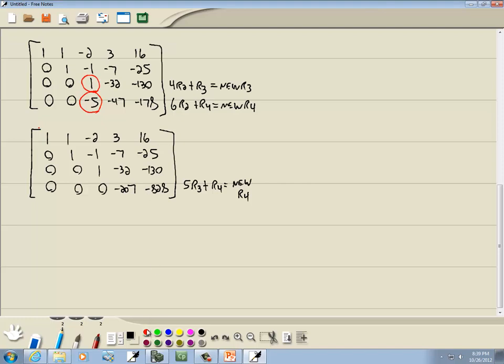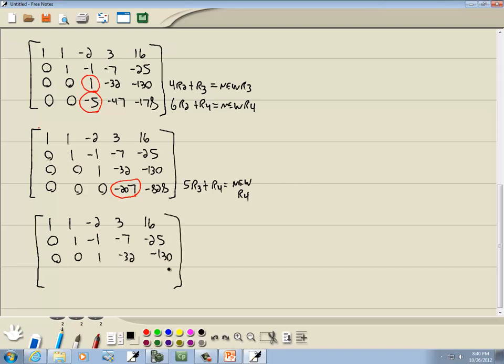Okay. Again, we're working with our diagonals. Diagonal 1's down, so this is our next place. We need a 1 here. Okay. We'll divide everything in this row by negative 207. So we'll take row 4 divided by negative 207, and that's going to give us our new row 4.